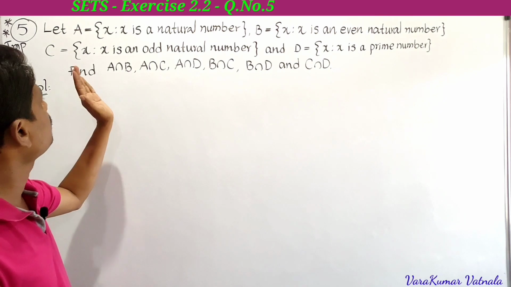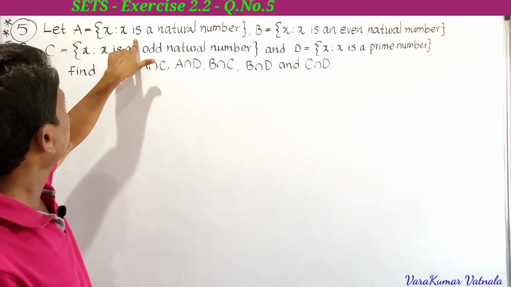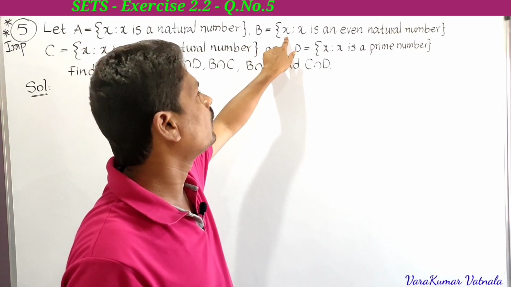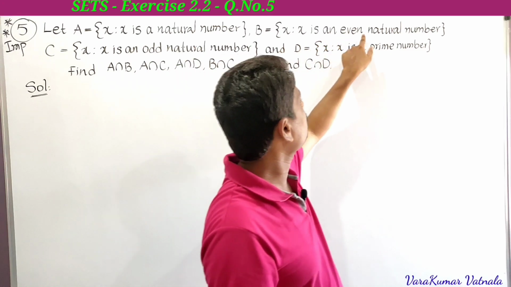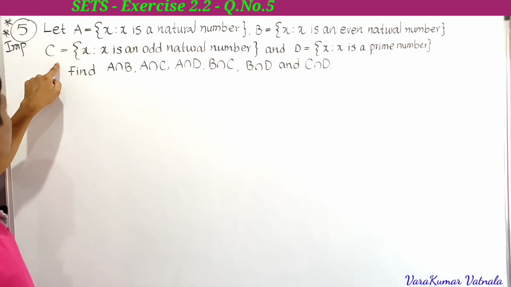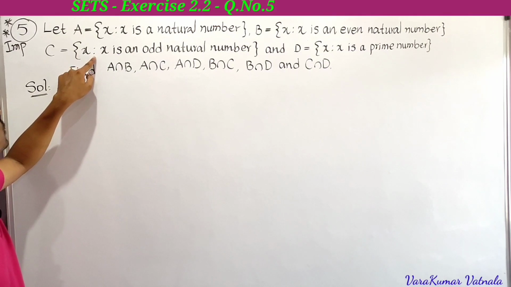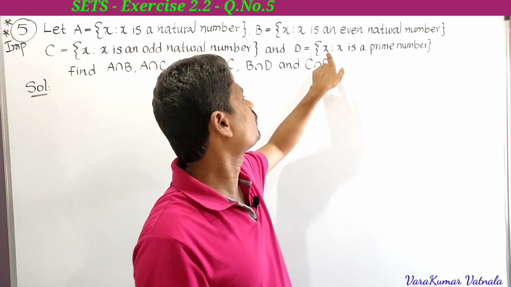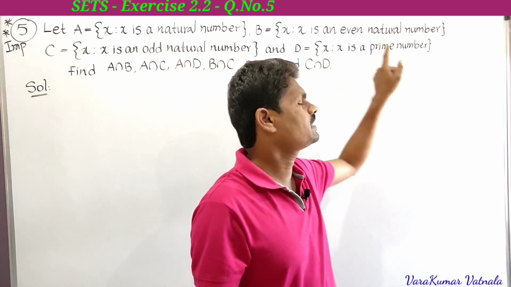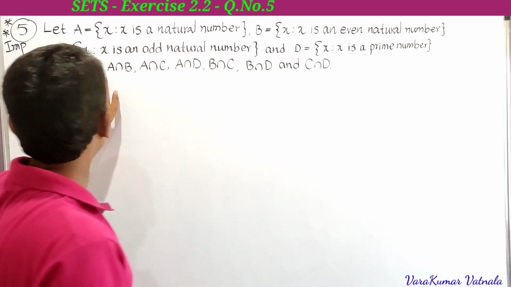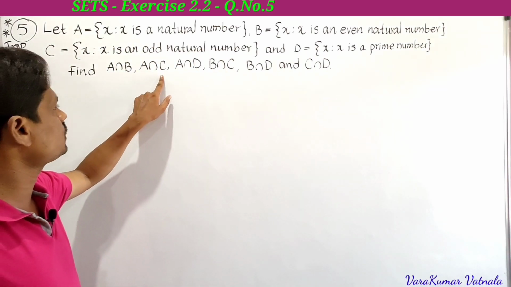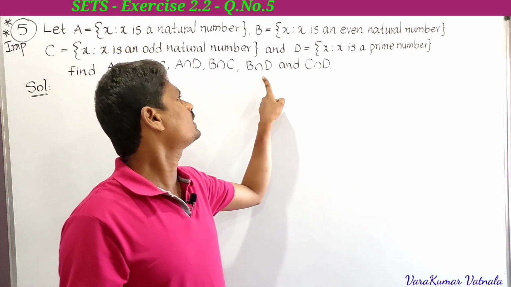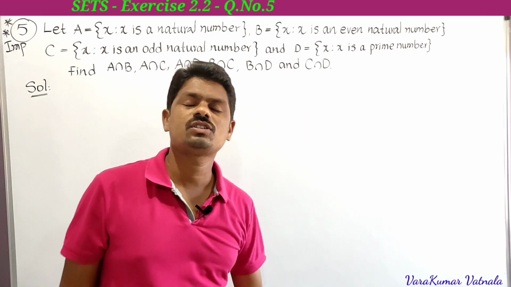Let A be the set of all x such that x is a natural number, B the set of all x such that x is an even natural number, C the set of all x such that x is an odd natural number, and D the set of all x such that x is a prime number. Then find A intersection B, A intersection C, A intersection D, B intersection C, B intersection D, and C intersection D.